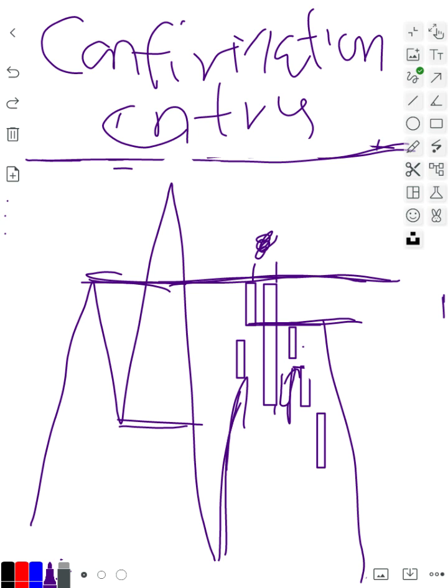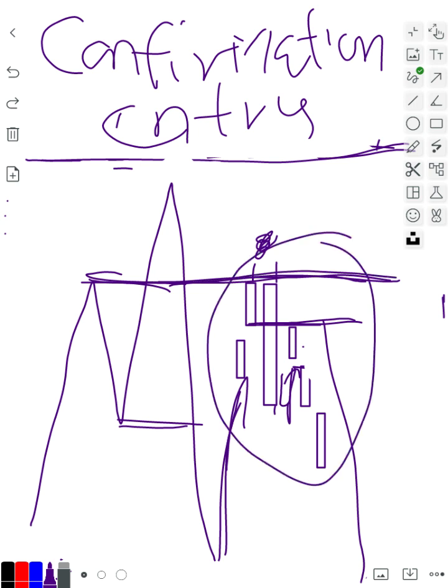That is what we call confirmation entry. This particular price action will happen around your point of interest. That shows intentional sellers coming into the market. It means that you're not just entering, you're entering on the confirmation.